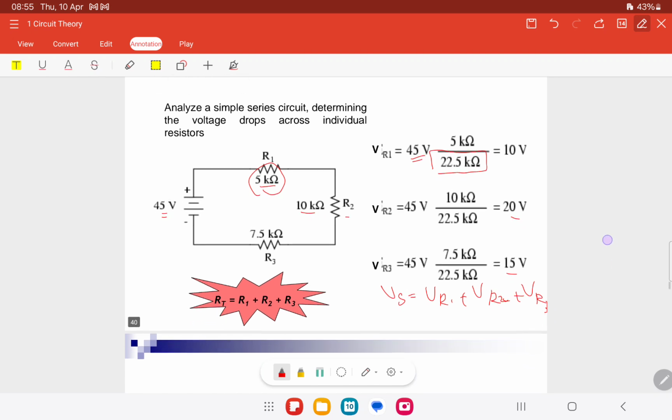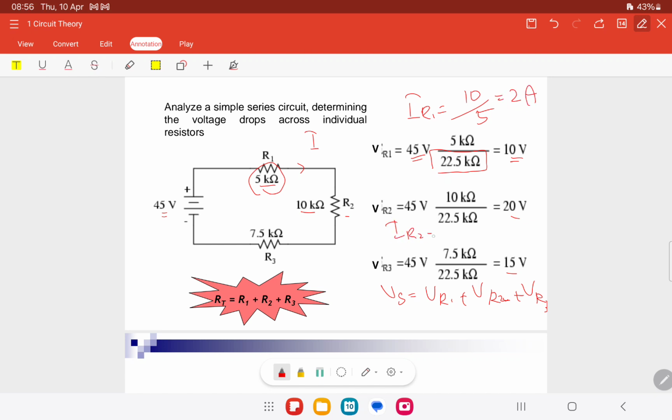You can also check using KVL, or if you want to get the current. Once we have VR1, to get IR1 for example, it equals 10 over 5, so equals 2 ampere. For IR2, 20 over 10k. Sorry, not 2 ampere, 2 milliampere. 20 over 10k. It must be the same. If suddenly you get something different, there must be a mistake in the calculations.